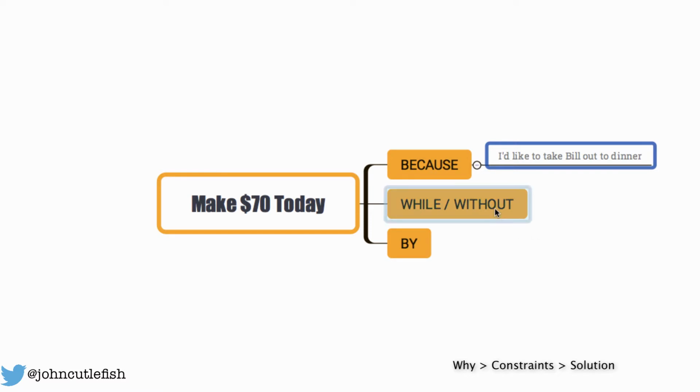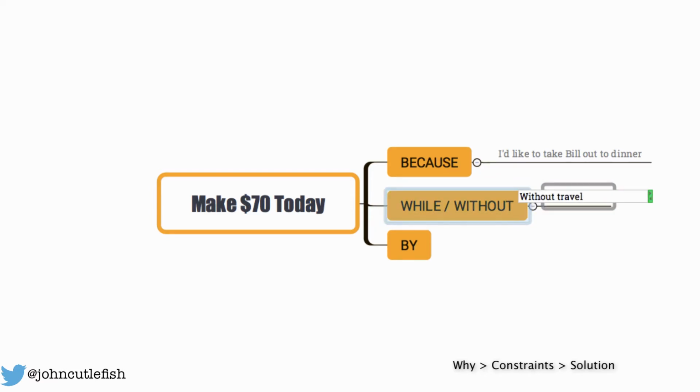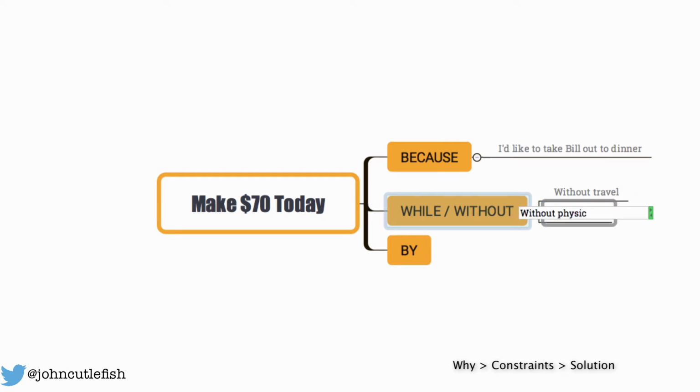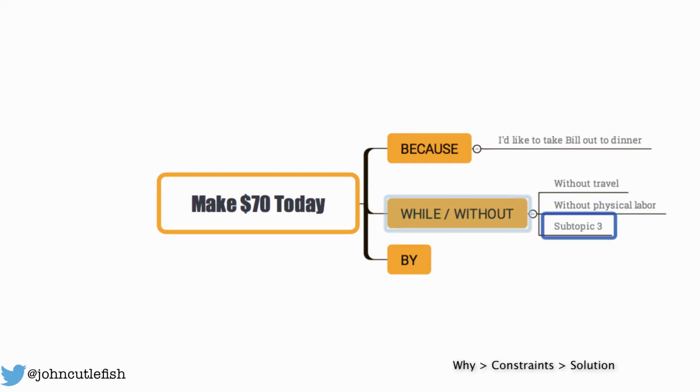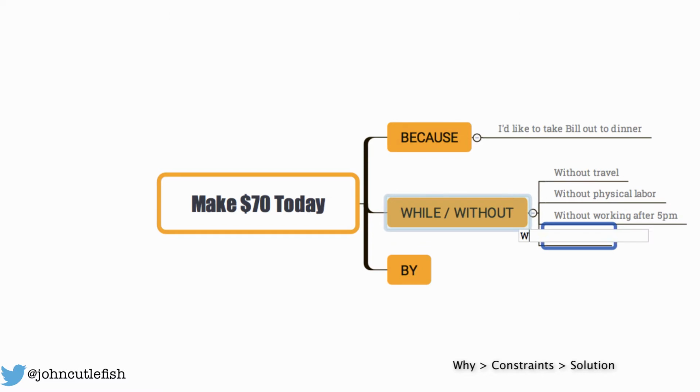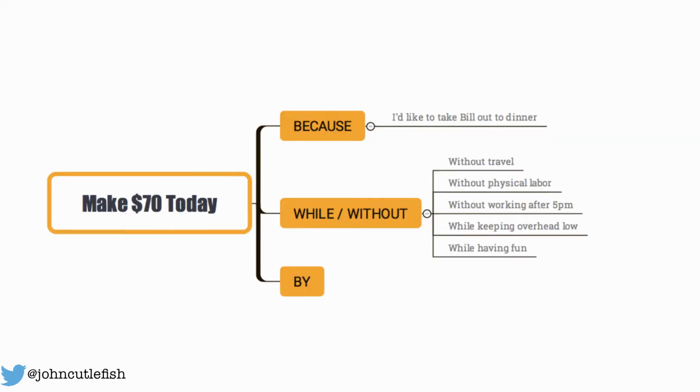Cool, sounds pretty simple. Well, what do I have in mind for this particular thing? The first thing is I don't really want to travel. I don't want to do physical labor. I don't want to work after 5 p.m. I want to keep the overhead low. And I want to make sure that I have fun. So we have some things that I want to do and not do while I'm trying to make $70. But it's important to lay those out and make those more clear.